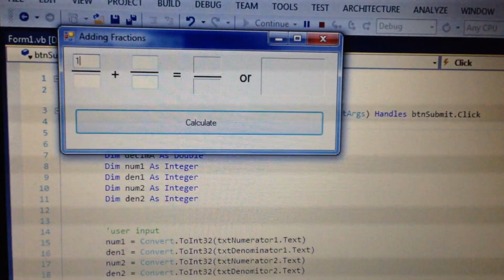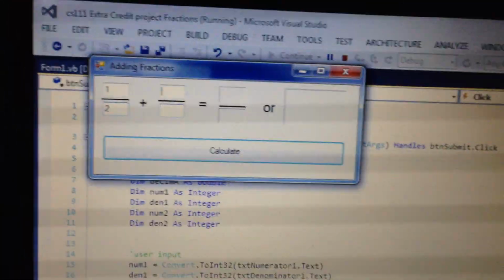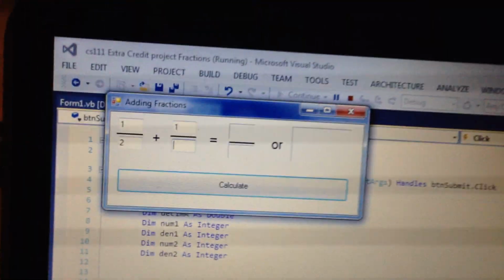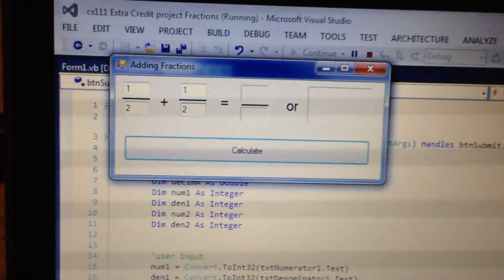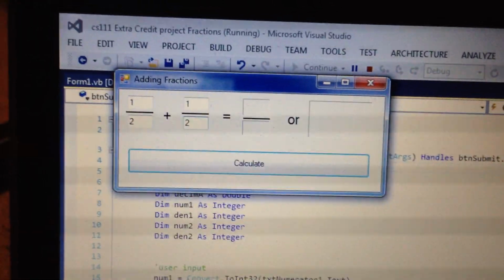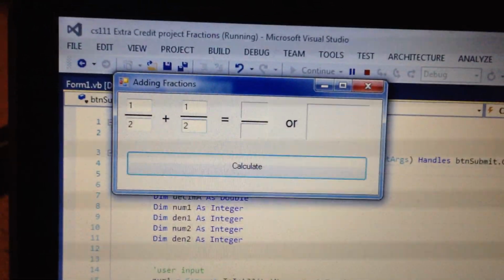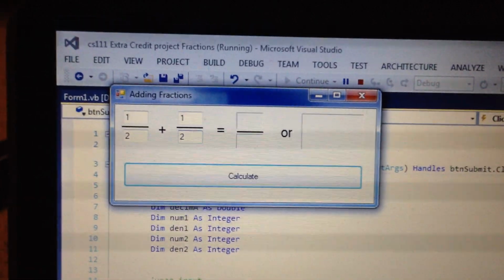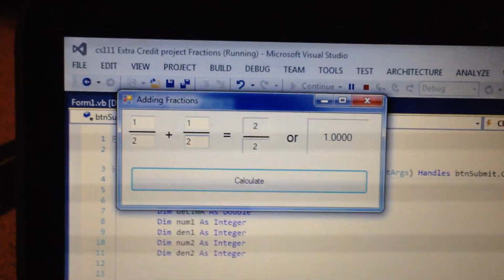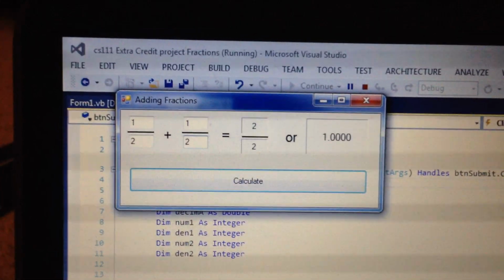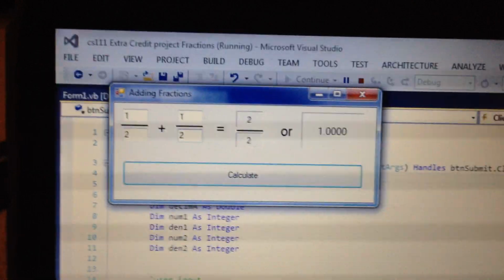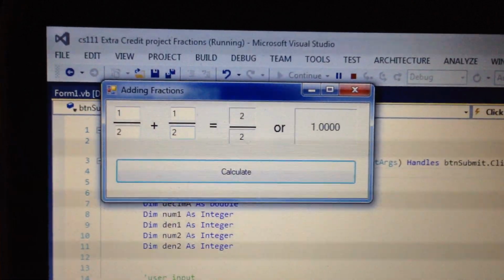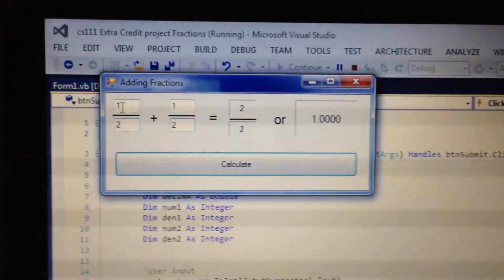Alright, first example, we're going to go ahead with 1/2 plus 1/2. Now we know 1/2 plus 1/2 will give us 1 in decimal form, and since the denominators are equal, we should add straight across on the numerators to see if that happens. That happens. 1 plus 1 is 2, and the denominator stayed the same as 2, and we have a decimal form of 1. Now let's go ahead and try another one.